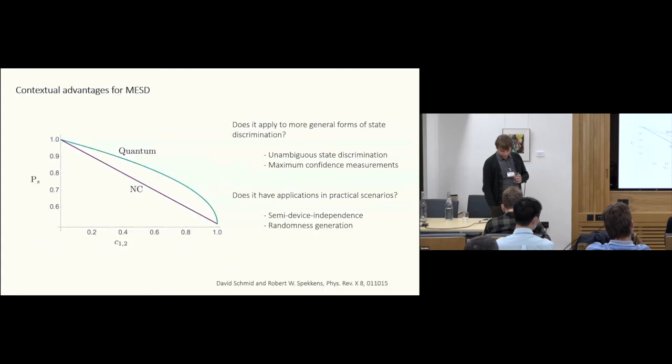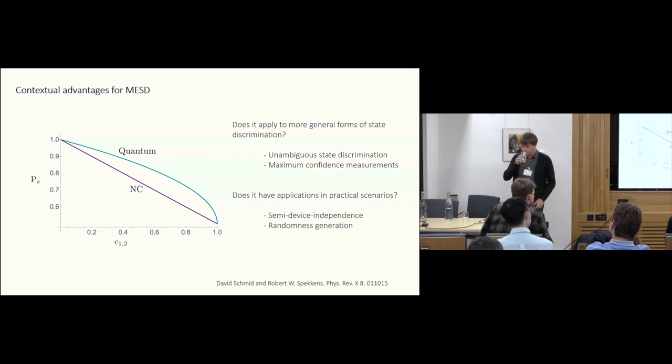So in this minimum error state discrimination task, it was shown by Schmid and Spekkens that a non-contextual theory is unable to recreate the predictions of quantum theory. So they find this linear function here in purple. So what this is saying is that even in the simplest possible information processing task you can conceive of, there's still some aspect of non-classicality occurring.